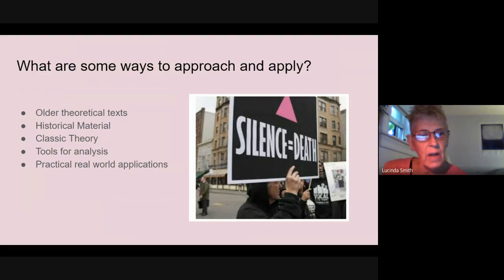So what are some ways to approach and apply some of the materials of queer studies? Well, one of the places that we start, or at least that I start in this class, is to look at older theoretical texts, older historical materials. In this case, we look at some narrative texts, some narrative ideas. We'll start with the films before Stonewall and after Stonewall to get some idea of events, and we'll look at the difference between event history, narrative history, and theoretical history. We'll look at some classic theory, that would be Foucault and Butler, and we'll look at what we're using as tools for analysis.